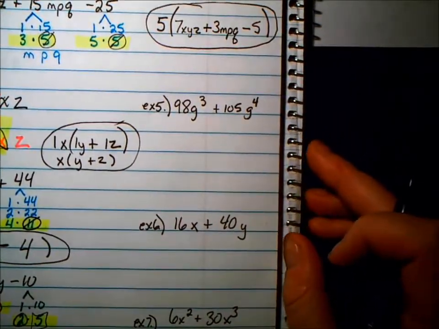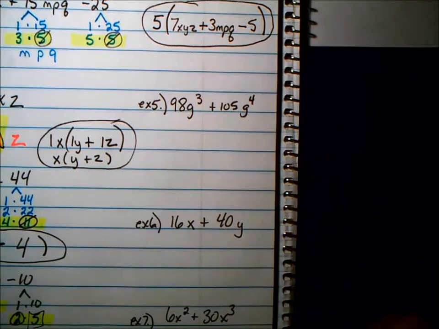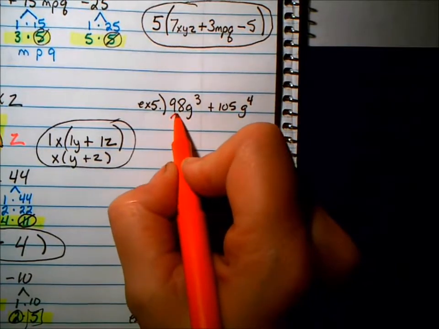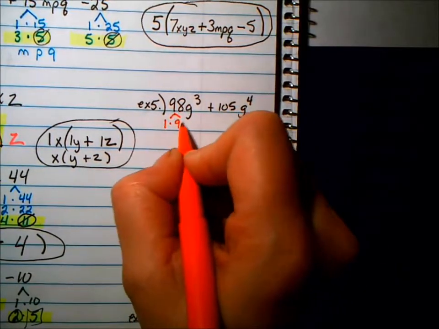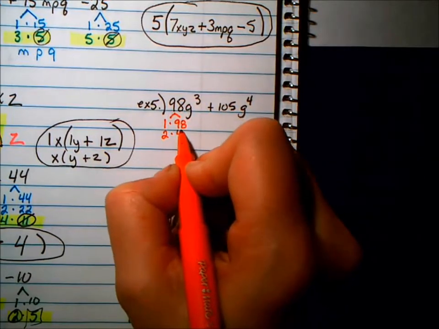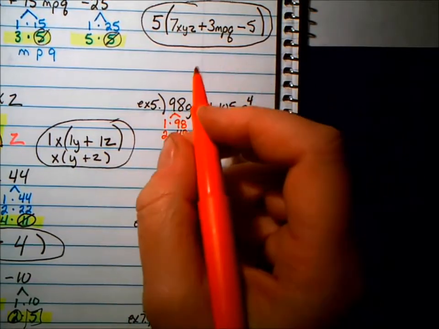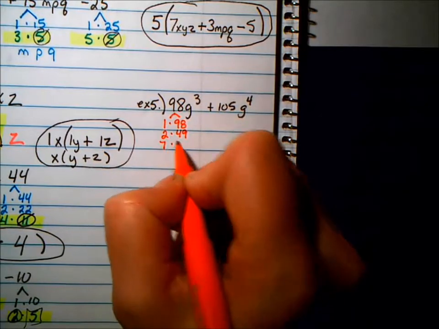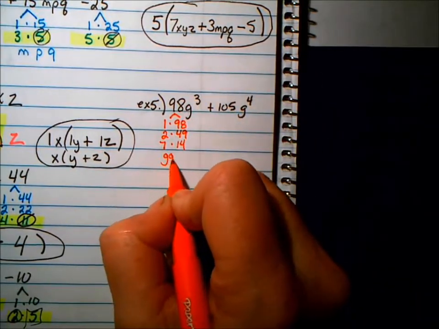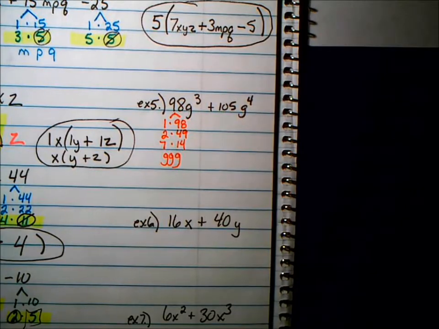Number 5, I left probably the smallest space, but it's the biggest problem for this setup. I need to know the factors of 98. Well, I know 1 times 98. There is 2 times 49. And there is 7 times 14. And then I have 3 factors. I'm going to write all 3 factors out here.